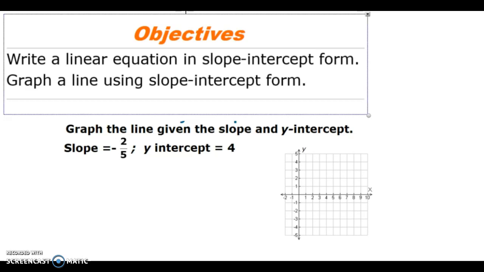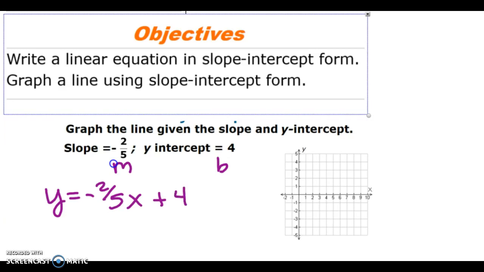And we can recall from our equation y equals mx plus b that our slope is our m value in the equation and our y-intercept is the b. So if we looked at this particular situation, we should understand that the equation of this line looks like this: y equals negative 2/5 x plus our b value, our y-intercept, which is 4.